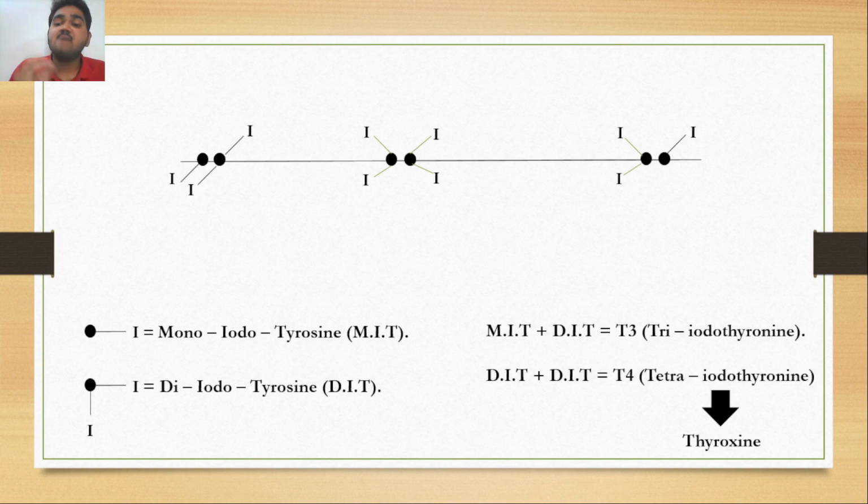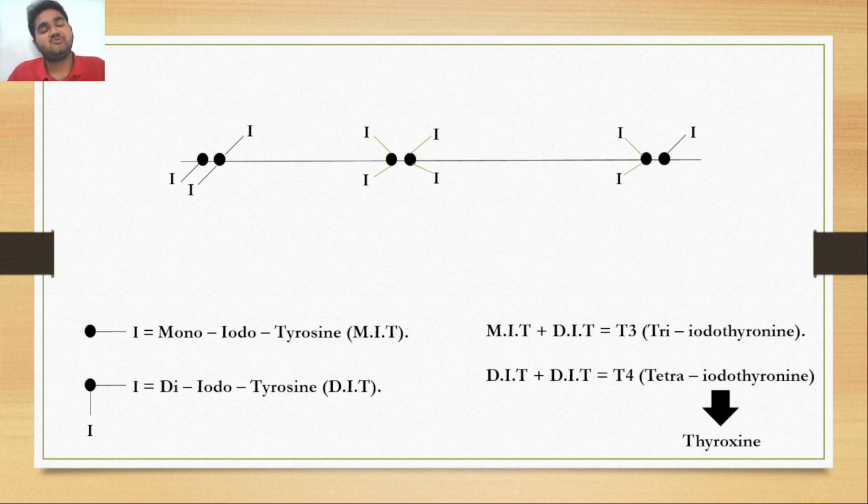So whenever MIT, that is monoiodotyrosine, is getting combined with our DIT, that is diiodotyrosine, we get our first important hormone, and that particular hormone, my dear friend, is known as T3. And what is the full form of T3? The full form of T3 is triiodothyronine.